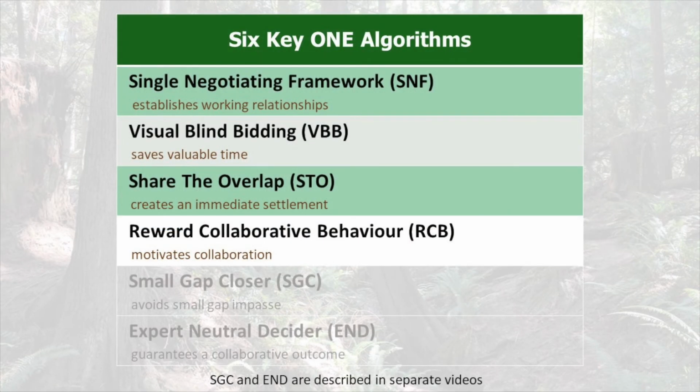Over 2 decades of R&D at Smartsettle has resulted in 9 algorithms, 6 of which are used by Smartsettle ONE. The small gap closer and the expert neutral decider are explained in separate videos.